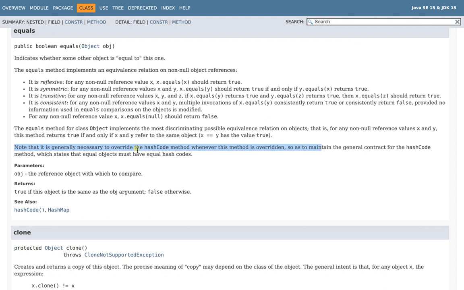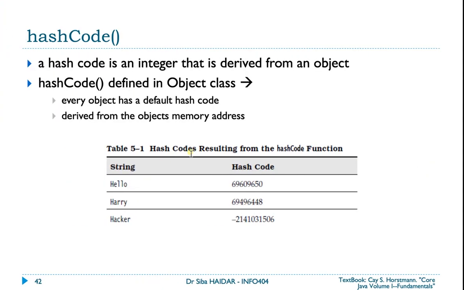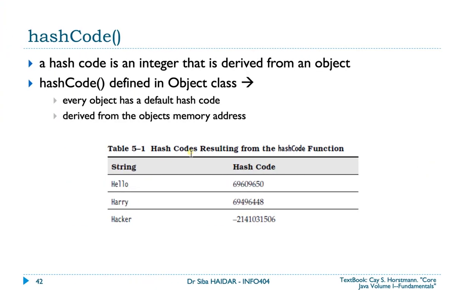As to maintain the general contract for the hashCode method, which states what? That equal objects must have equal hashcodes. Okay, so now we will see what is a hashcode. The contract of hashcode says that if two objects are equal, they have the same hashcode. So let us go and see what is a hashcode.